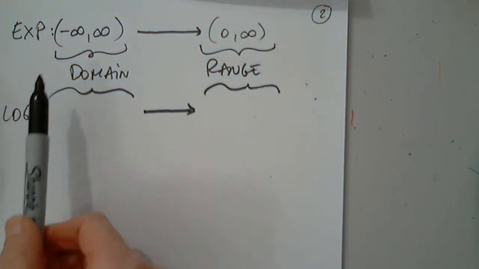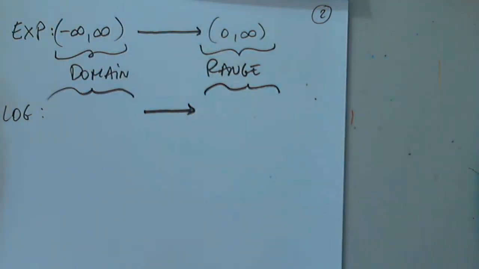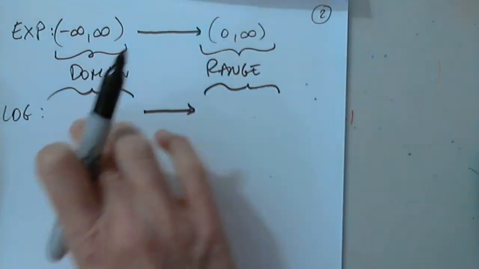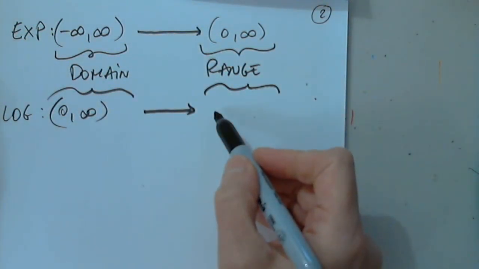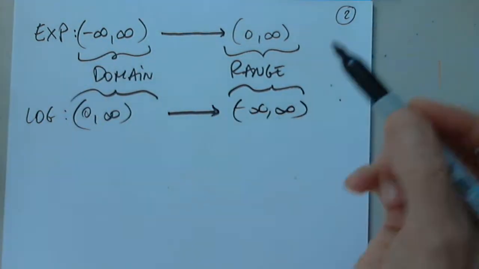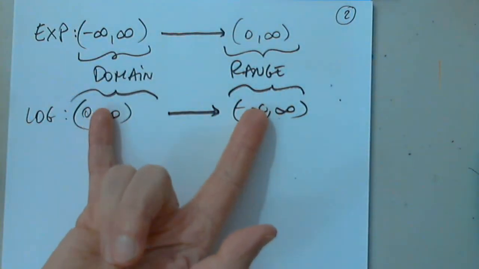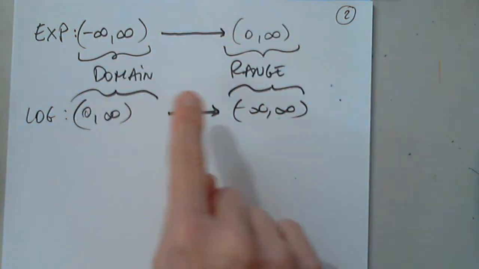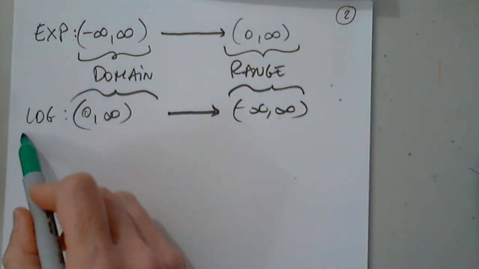Now, can anyone for the log function look at the graphs? So this is the graph of the log, and this is the graph of the log. 0 to infinity? Exactly. This has to go here. Perfect. And about the range? Negative infinity to infinity. Exactly. So that's one of the reasons why we say they are inverses of each other. Domain range, domain range. Good. So keep that in mind by simply looking here.